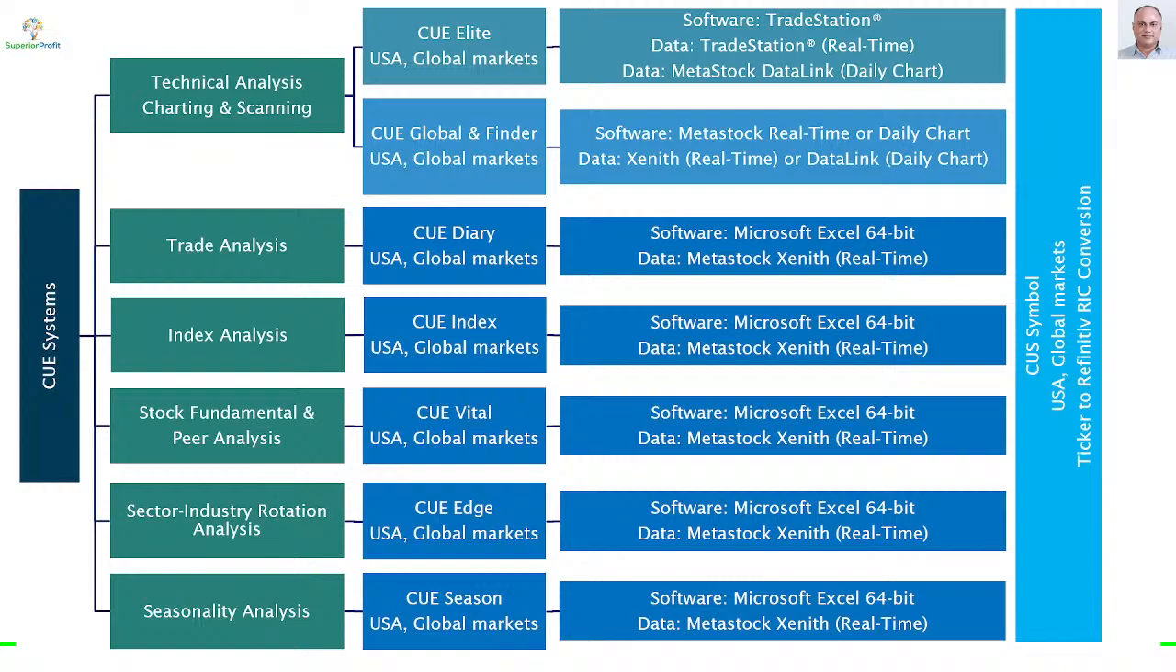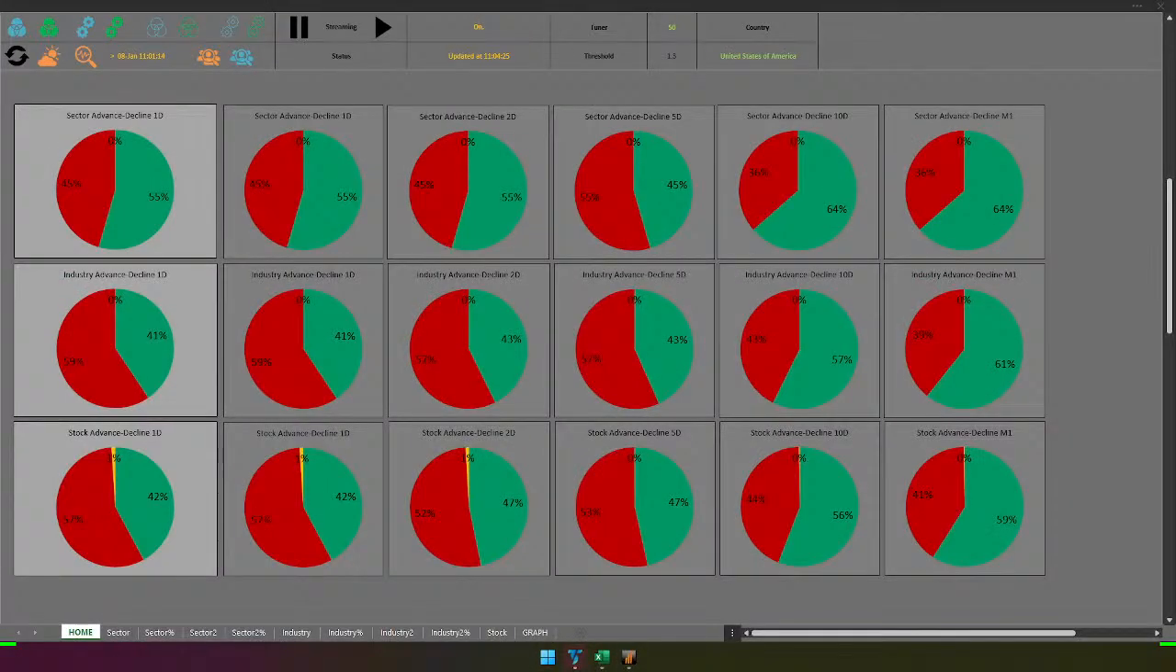I use the Q systems for making trading decisions. They run as add-ons to the TradeStation and Metastock platforms. That was the last slide. Let's continue with the live system.